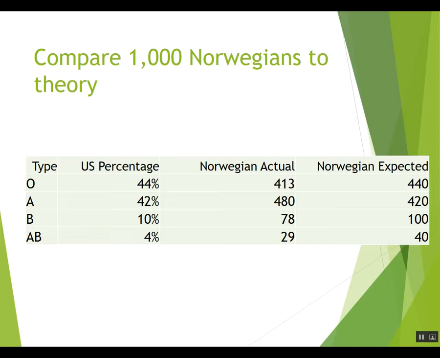So they're not the same, but of course there's only a sample of 1,000 Norwegians, so we wouldn't expect it to be exactly that. Just like if you roll a die 60 times, you don't expect to get exactly 10 ones, 10 twos, 10 threes, 10 fours, 10 fives, 10 sixes. There's going to be some random variation. So the question is, are the differences between these two columns big enough to be statistically significant?